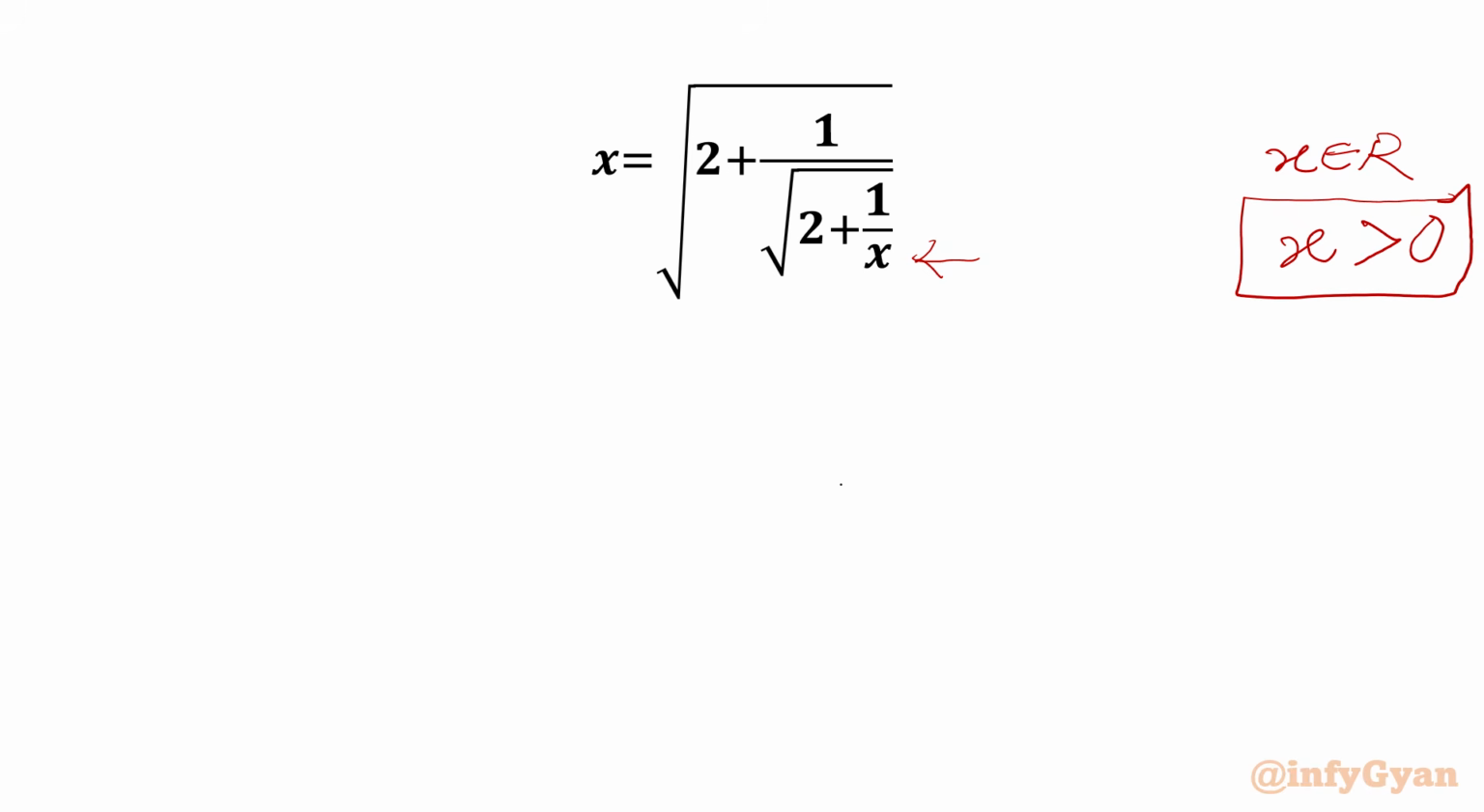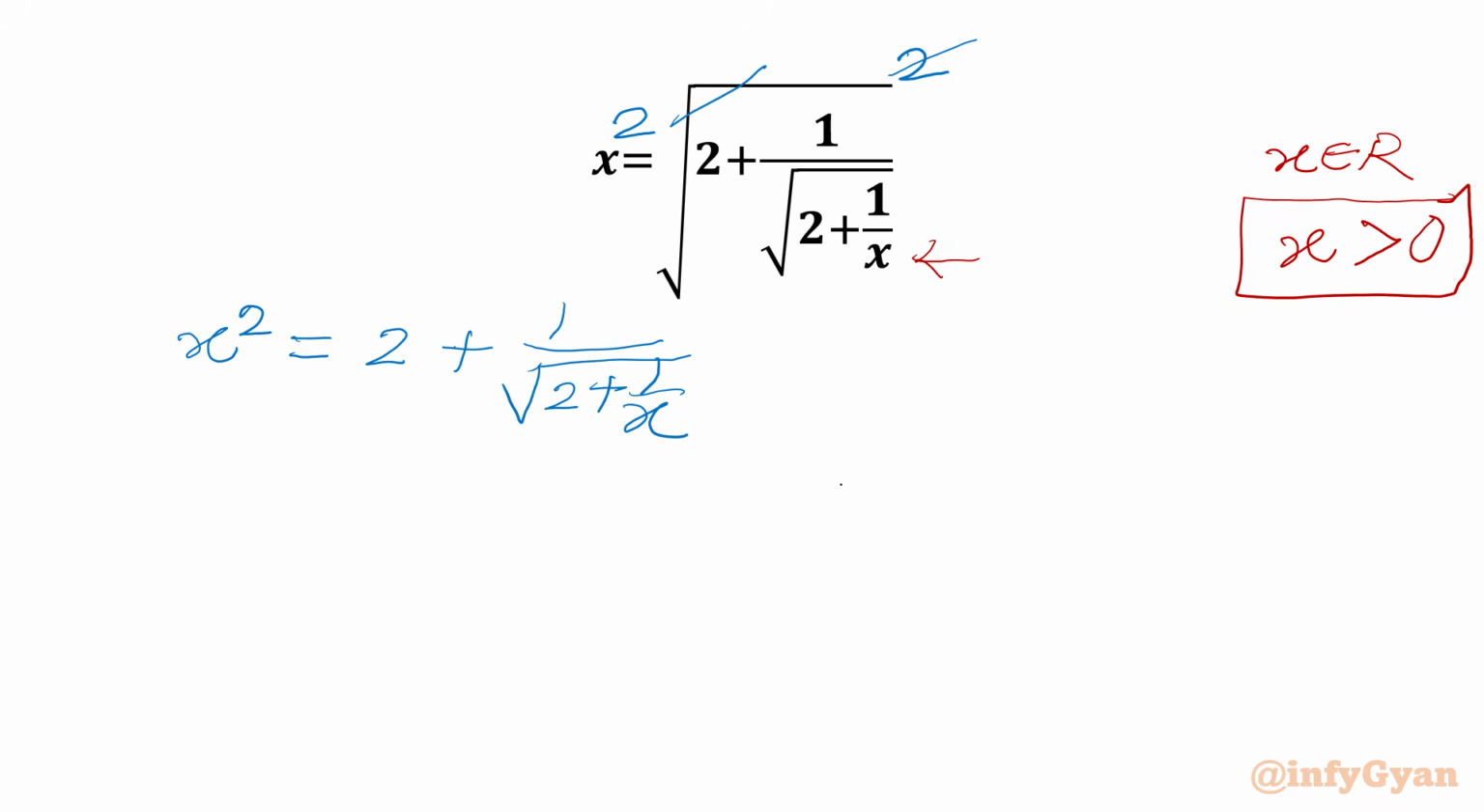If we are thinking about squaring both sides, let's check what will happen if we square both sides. We'll cancel square root with square from RHS. We'll write x square equal to 2 plus 1 over the square root of 2 plus 1 over x. Now we will subtract 2 from both the sides and get x square minus 2 equal to 1 over the square root of 2 plus 1 over x.